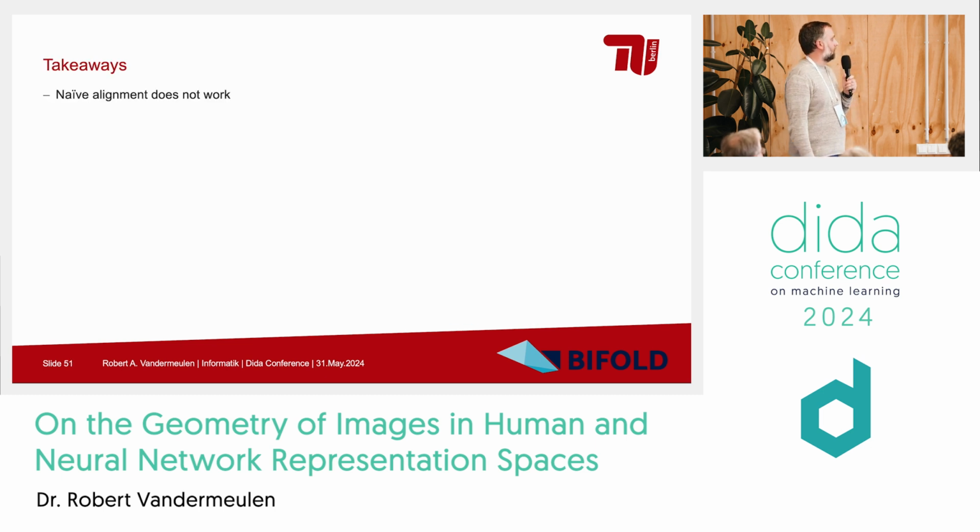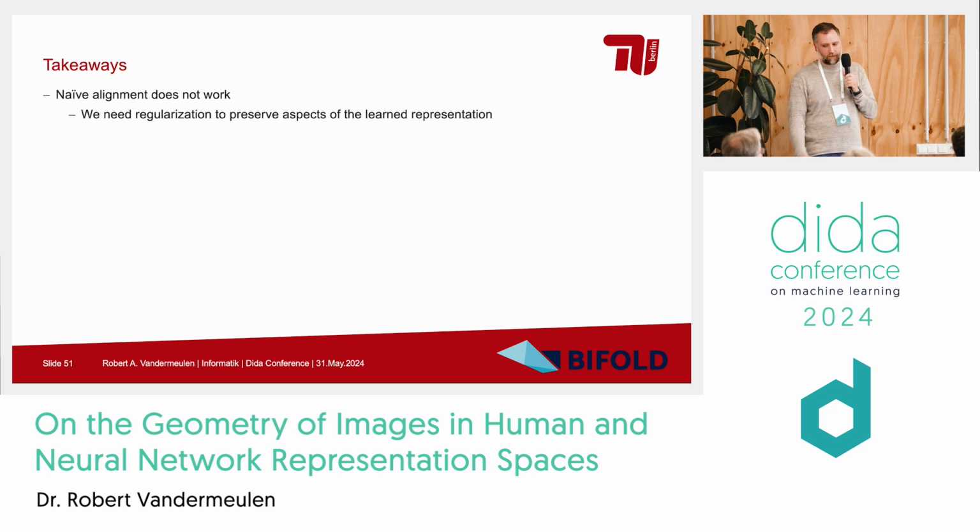Okay, so takeaways: naive alignment does not work. We need to regularize to preserve aspects of the initial learned representation. It improves rich models, not so much simple ones.